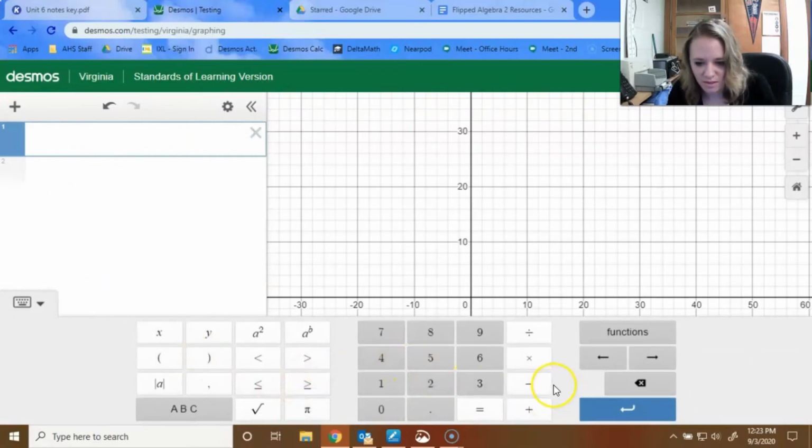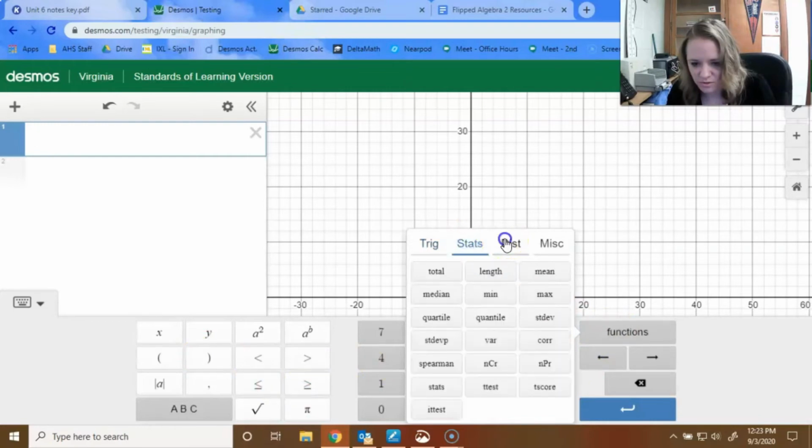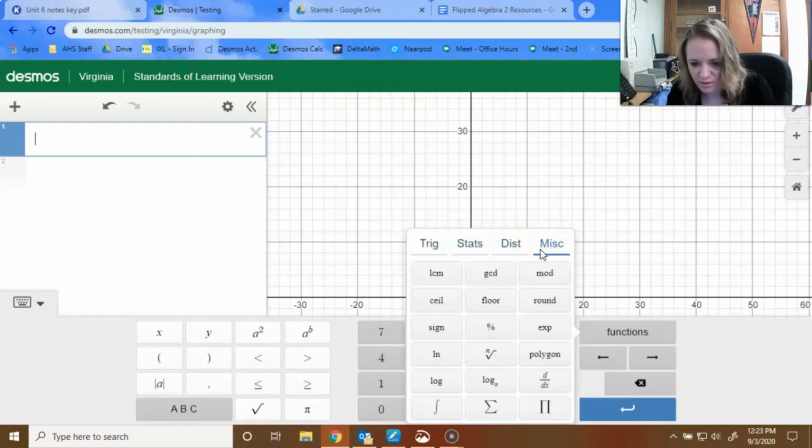Alright, to get this in Desmos, I think you have to click Functions, probably under Miscellaneous. Yeah. So to get your nth root, or a different root, different number.